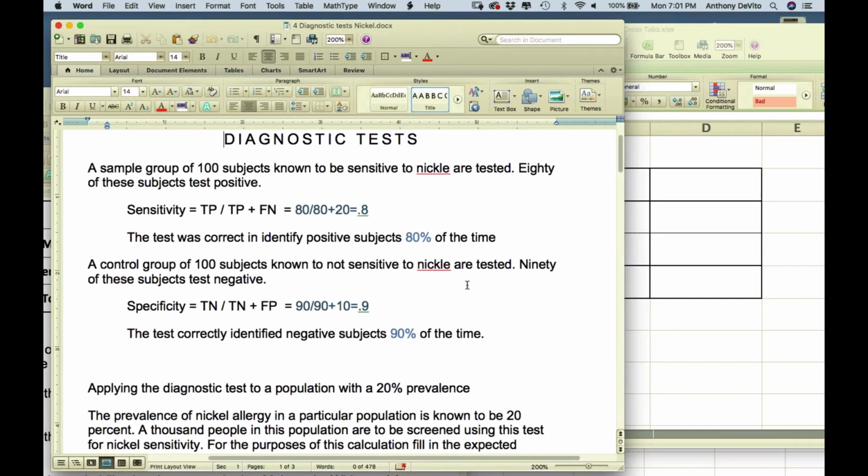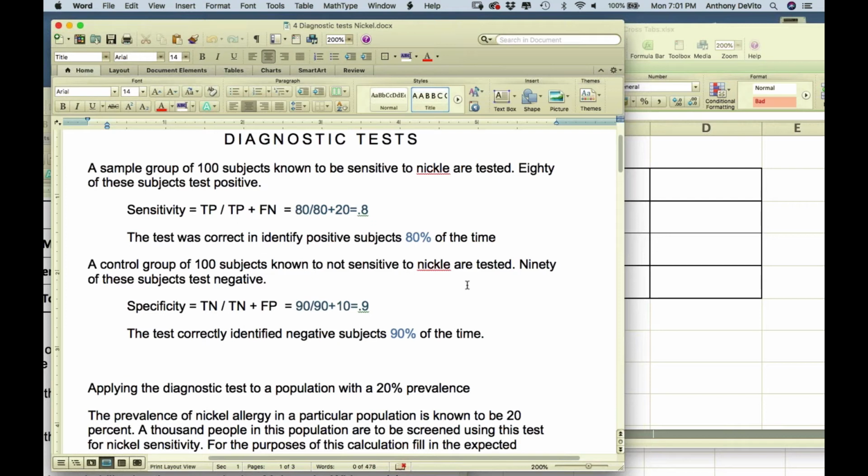Okay, sensitivity is how good it is at identifying people who have the disease. Specificity is how good it is at identifying people that don't have the disease. Both of them have some downsides. If it's 80% effective at identifying people who have the disease, that means it's going to miss 20% of the people. And the specificity is 90%. That means 10% of the time it's going to identify people who don't have the disease as having the disease. Okay, so what do we call that?